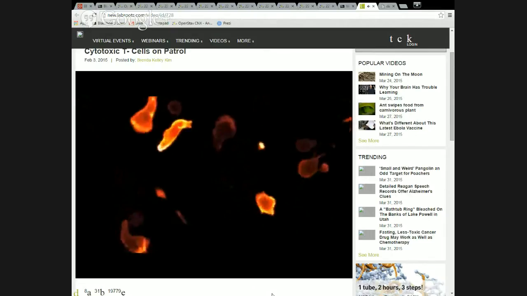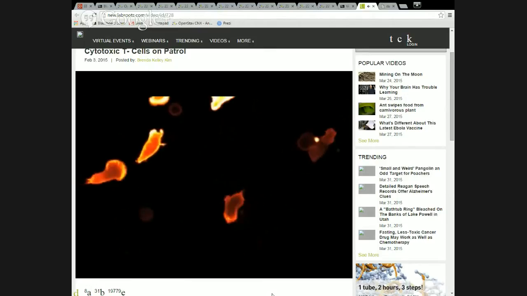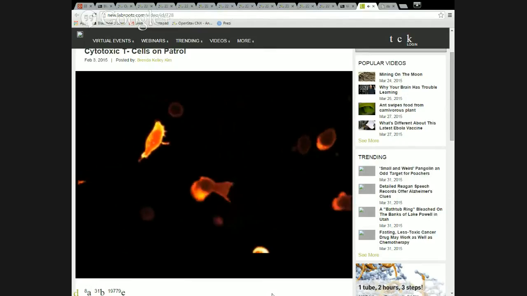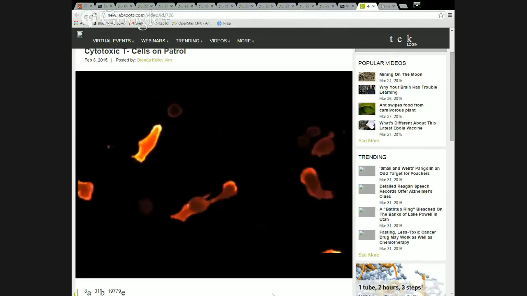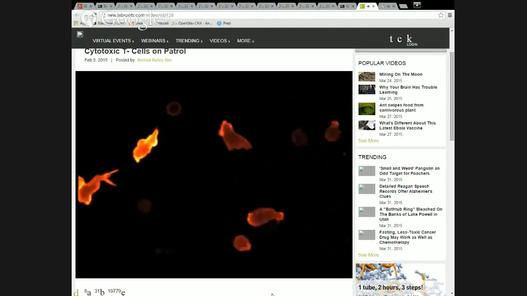These are immune cells called cytotoxic T cells. Cytotoxic T cells are able to recognize and kill virally infected and cancerous cells in the body. These T cells are on patrol, searching for their targets. Let's take a closer look at how they move.